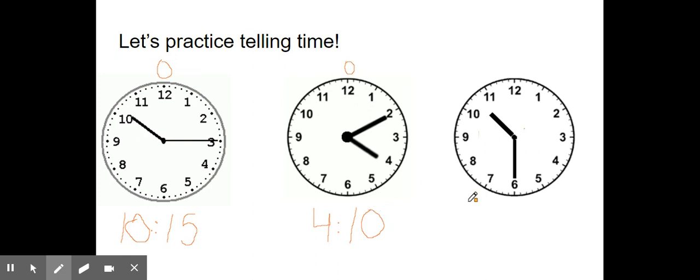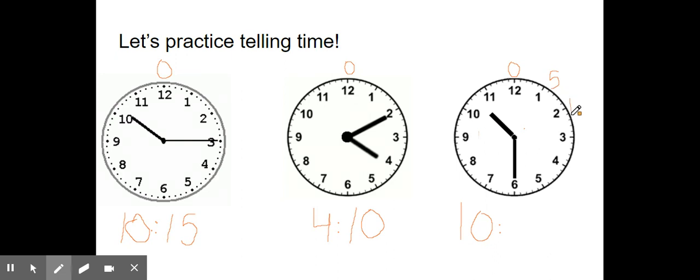Pause the video and try to do the third clock by yourself, and then we'll go over it together. Again, I see that the hour hand, the first hand we look at, the short one, is in between 10 and 11. I know that I always go to the hour that came before, so I'm going to write down 10. Now I can look at the long minute hand. I can count by ones, every single little line, or I can count by fives, these bigger lines. I know that counting by fives is going to be faster, so I'm going to do it that way. But I need to remember that at 12, it's 0 minutes. So I don't start counting by fives until I get to the 1.